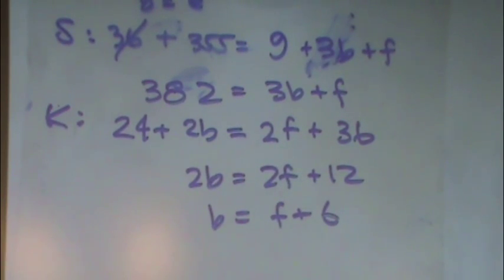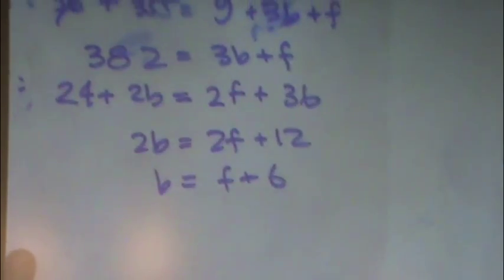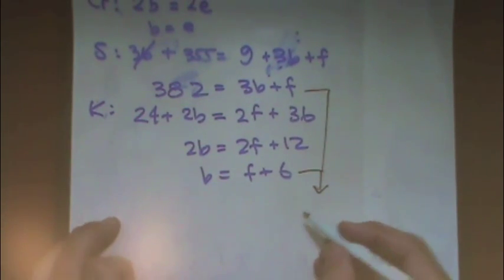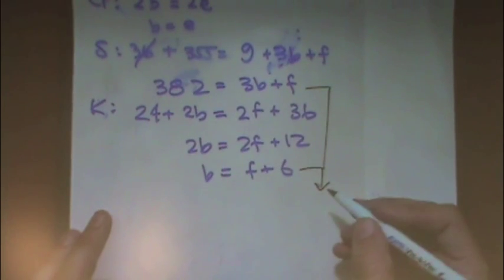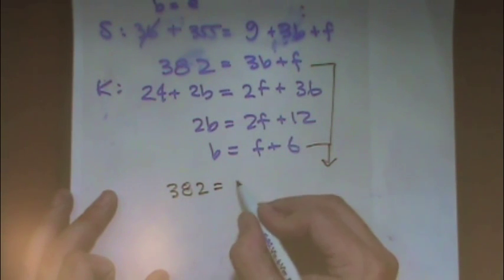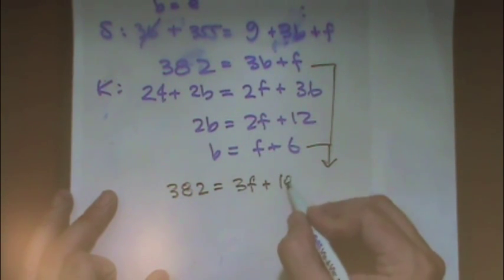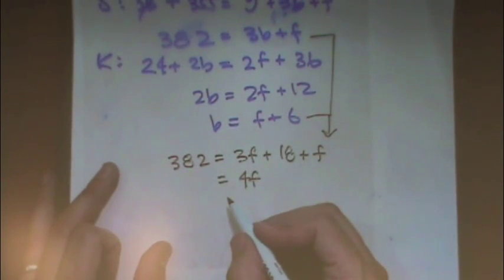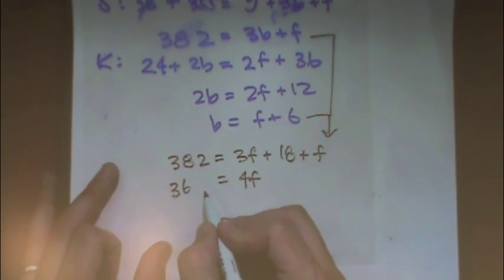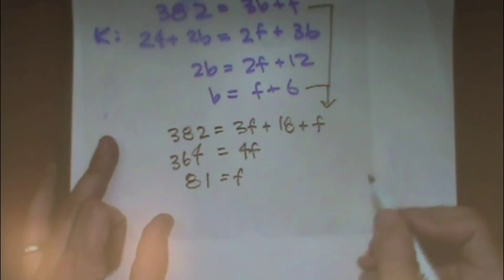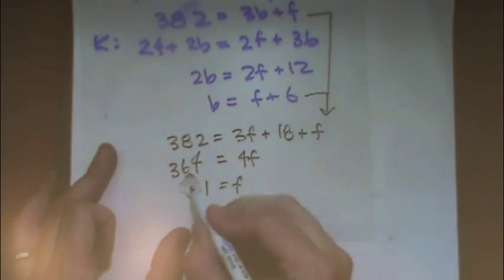Now I'm gonna combine them. Find B and F. That and that. So this is right too, yeah. So I will plug in for B, it doesn't matter. 382 equals 3B, 3F plus 18 plus F, right? So that's 4F equals 360 something. What's that divided by 4? 91. 81? Sounds good to me. 91. Okay, sounds even better.